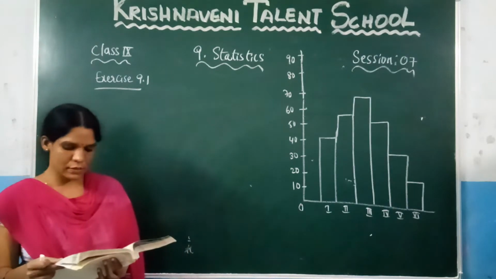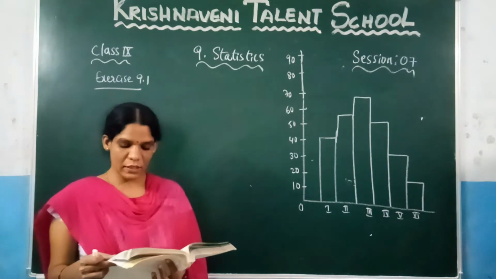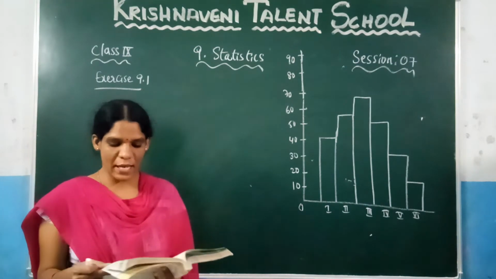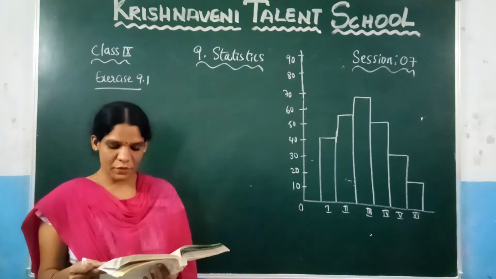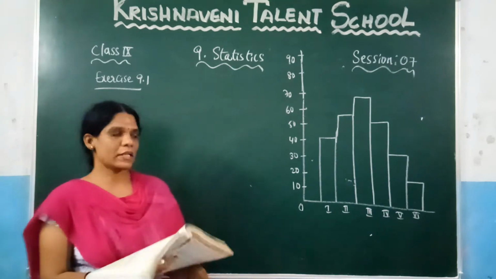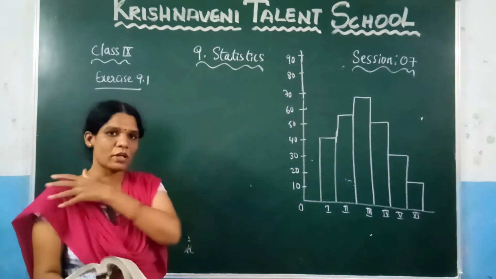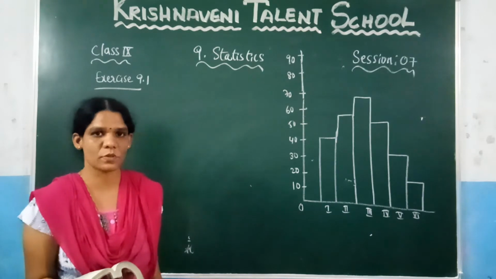Let us see exercise 9.1, sixth question. What is the question given here? Identify the scale used on the axes of the adjacent graph. Write the frequency distribution from it. So here they have given one graph. Based on this graph, you need to draw the frequency distribution table.